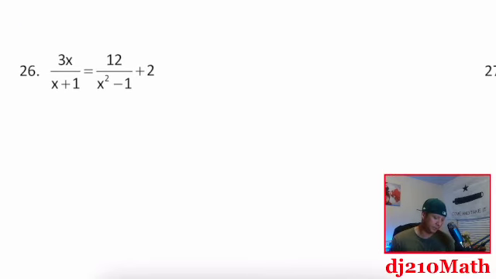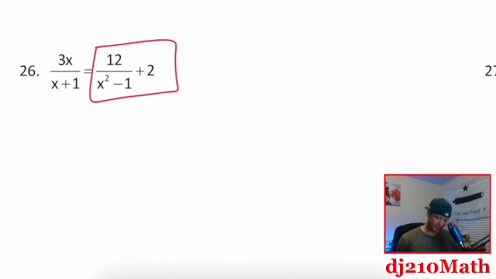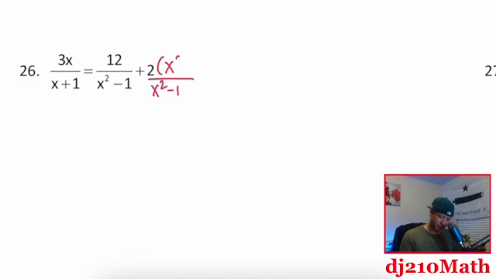Okay, number 26. So here, this one's kind of a messy one also. So what I want to do is I want to get a common denominator first. Try to combine some of this stuff. Yeah, so let's see if we can do that first. So this is going to be, well, let's see what happens. So this is going to be x squared minus 1, x squared minus 1.